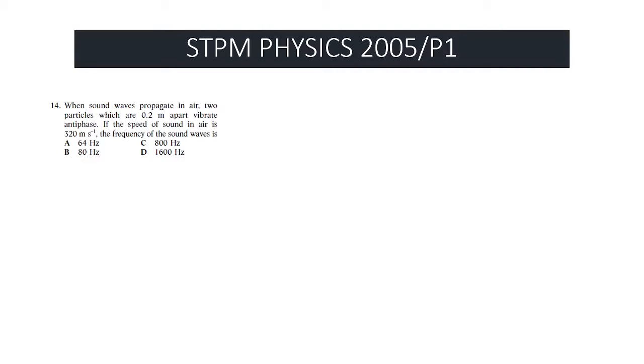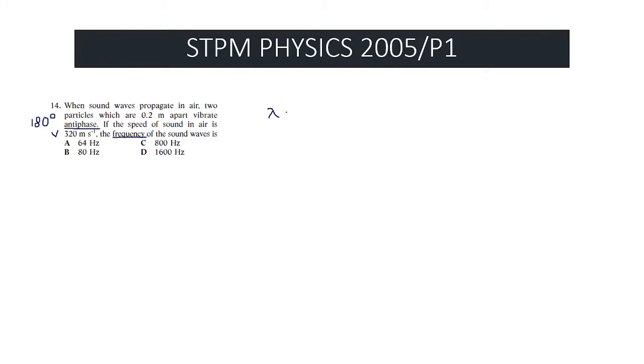When sound wave propagates in air, two particles which are 0.2 meter apart vibrate in antiphase. If the speed of the sound in air is 320, let's mark this to be V, and the question wants us to find out the frequency. So now we have an antiphase here. That means the two particles are 180 degrees for the phase difference. And now we have to find out the lambda first.